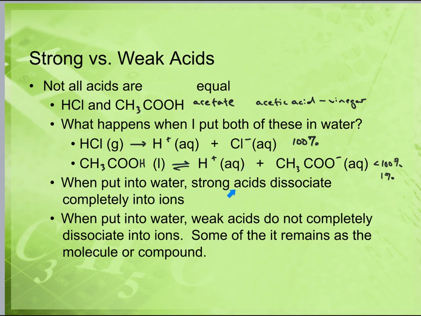So when you put these into water, strong acids, and HCl is an example of a strong acid, dissociate completely into ions. Okay, so we get 100% dissociation. Everything breaks apart. All the HCl turns into hydrogen ions and chloride ions. When put into water, weak acids, so this acetic acid as an example, do not completely dissociate into ions. Some of it remains as the molecule or compound, so only some of this comes apart. We know some of it does, though, because of the hydrogen ion that forms. If we tested this, it would show up acidic. If this didn't come apart, it would appear neutral in solution.